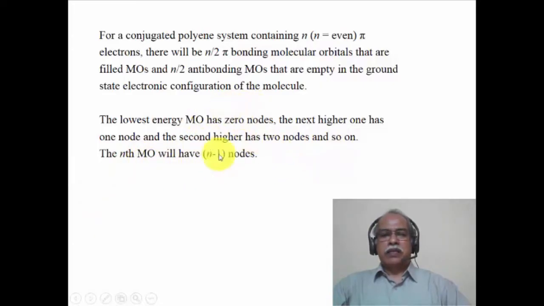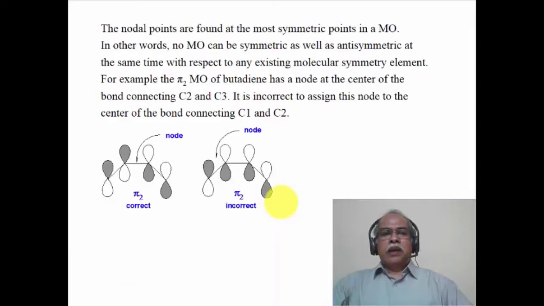We will see what this means essentially. The node is a point in a molecular orbital where the probability of finding an electron is 0. In other words, the electron density at that particular point is close to 0. Now the nodal points are generally placed at the most symmetric place of the molecular orbital.